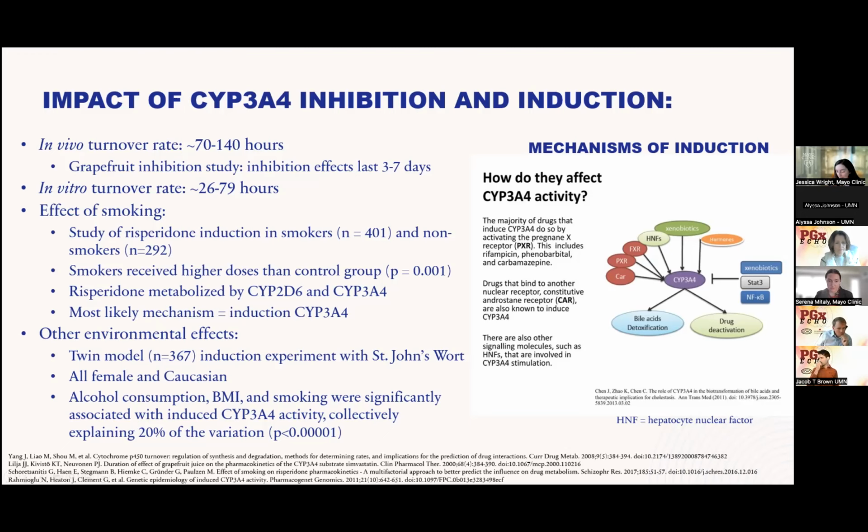And there was another environmental effect model using twins, so they were genetically identical. They had an induction experiment with St. John's wort, which induces CYP3A4. The patients were all female and all Caucasian. They found that alcohol consumption, BMI, and smoking were significantly associated with induced CYP3A4 activity, explaining about 20% of the variation. So it does appear that smoking induces CYP3A4 to some degree, and alcohol consumption can as well. The same goes for BMI, which can also affect it.